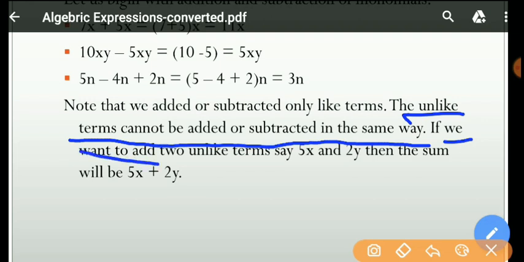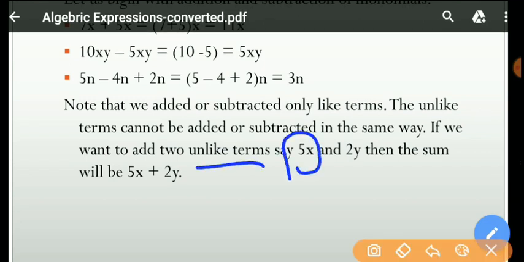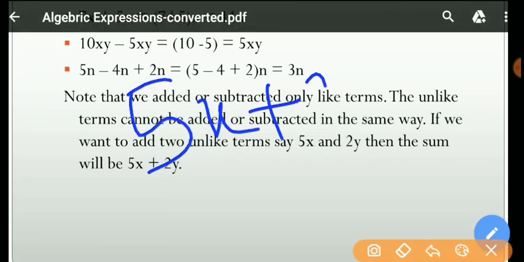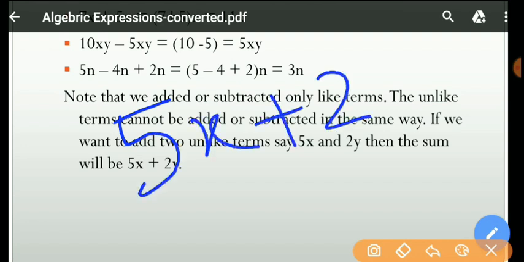If we want to add two unlike terms, say 5x and twice y, we cannot add this 5 and 2. We cannot. In fact we cannot do anything. Simply we have to express this as 5x plus twice y. Nothing more you can do here. Hope you are understanding.